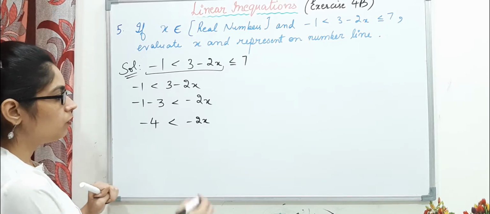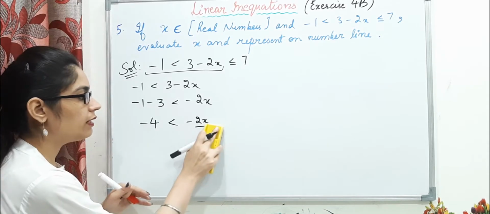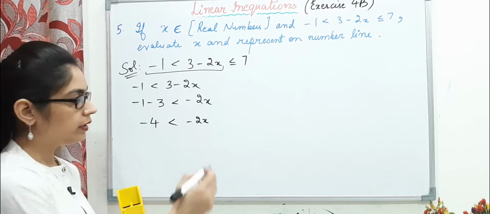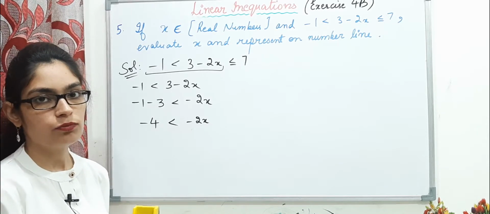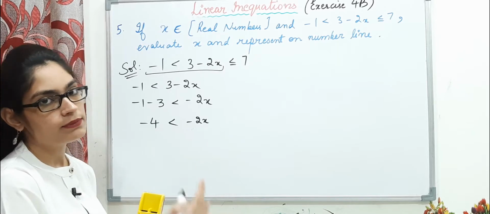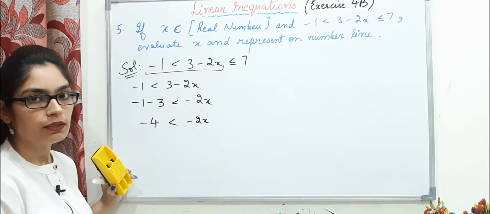So what we can do, we can divide both the sides by minus 2, so that we can find the value of x. See, whatever is written with x, if that number is in the multiplication form, the same number you can divide. And if the number is in the division form, with the same number you can multiply both the sides, whatever number is with the x.